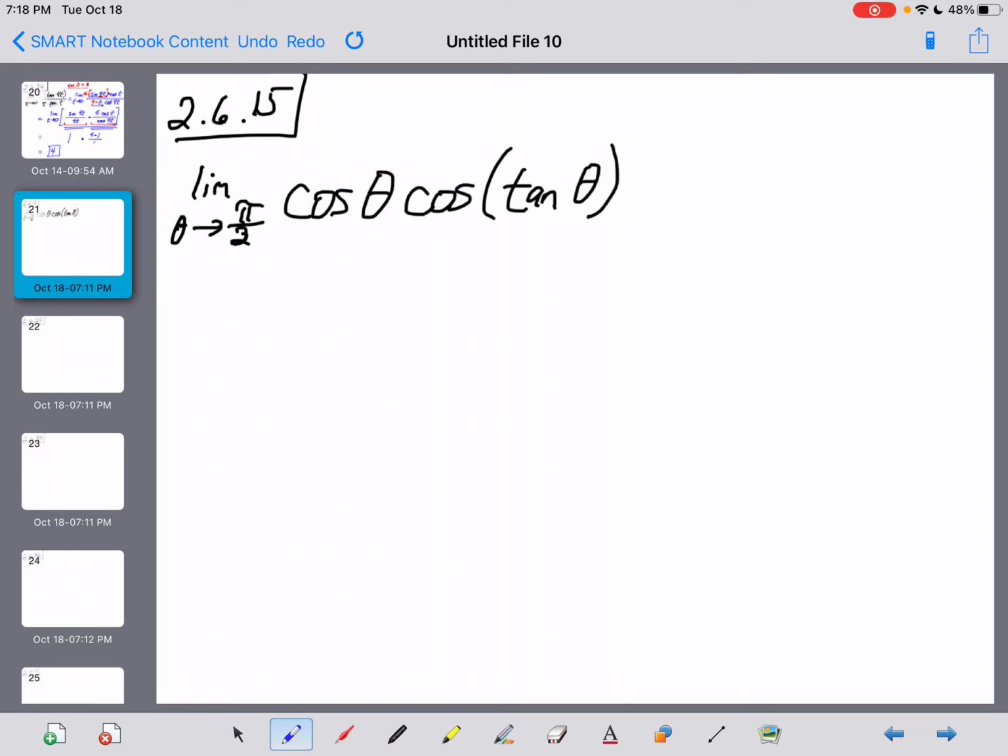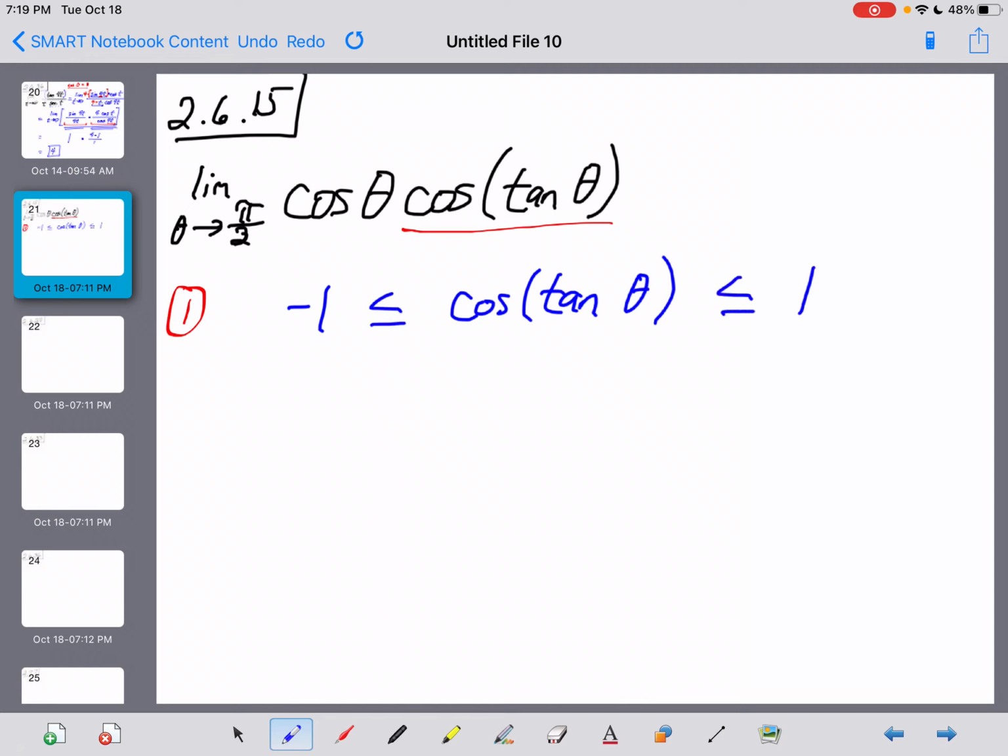So step number one to using the squeeze theorem is to isolate the trigonometric portion of the original function. And what I think we're going to focus on is this part right here, which can be a little bit scary, but it's cosine of some angle. And it doesn't really matter what that angle is, although in this case, the angle we're taking the cosine of is the tangent of theta. But it doesn't matter. Cosine of anything is always limited to a value between -1 and +1. So this is what step number one would look like. We've made this trigonometric portion of the function bounded.